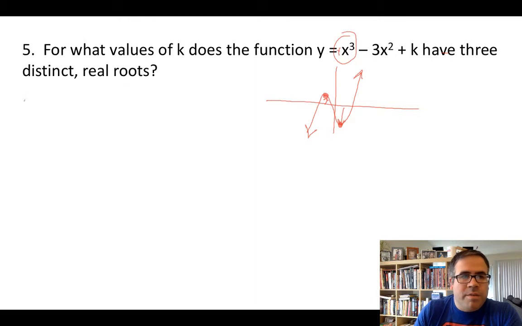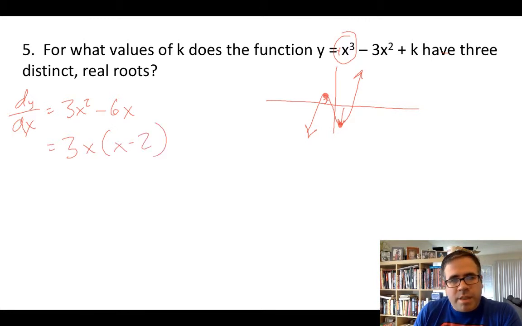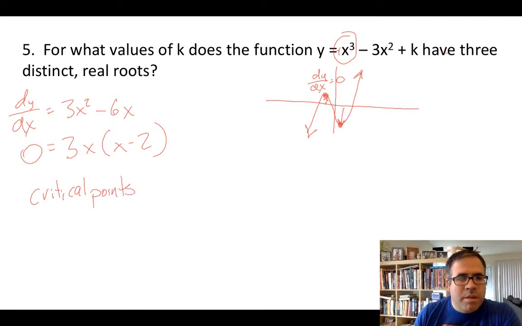So we're going to take our derivative. That's going to be 3x squared minus 6x. The k goes away. And we're going to factor this. That becomes 3x times x minus 2. So that tells us, remember, local maxes and local mins are when the derivative equals 0. So when we set this equal to 0, we know that we have critical points when x is 0 and 2.